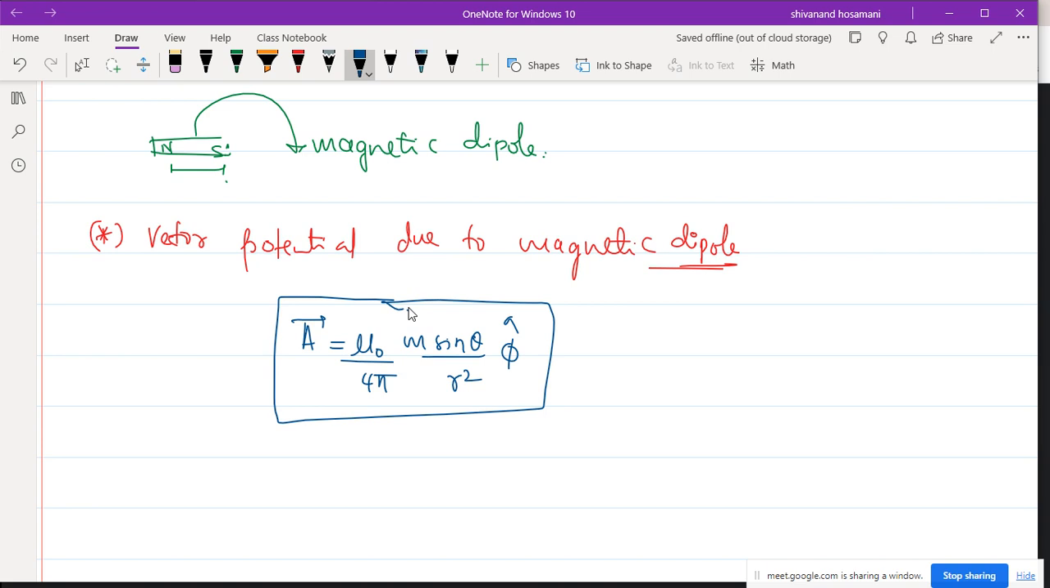Now for the electric field, we define a potential V, and for the magnetic field we define the potential A, that's it. So this is the electric field potential and this is the magnetic field potential, but this is a scalar here and it's a vector here, remember.